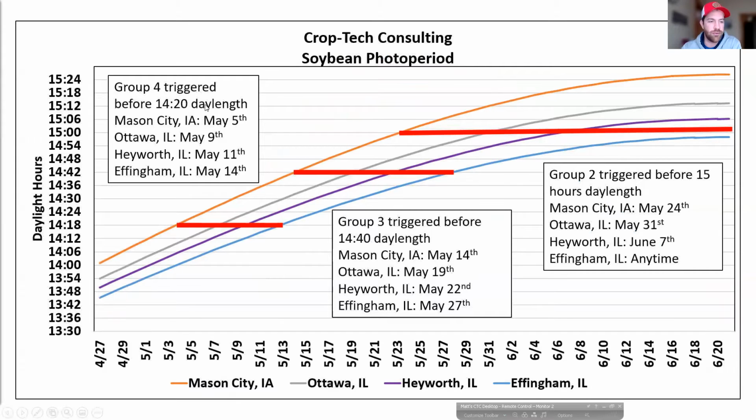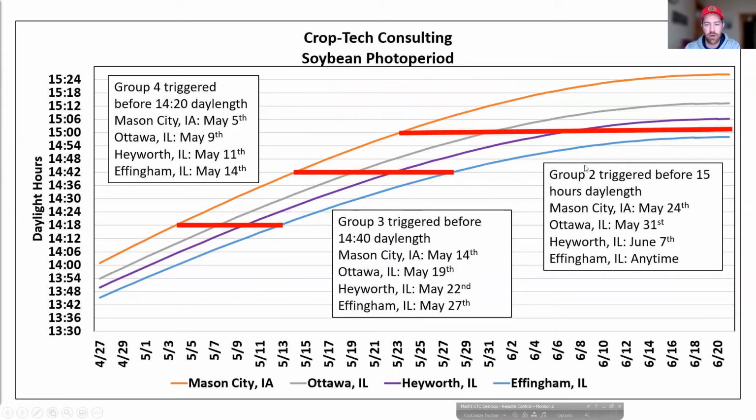So we look at a group 4 that would be triggered by 14 hours and 20 minutes of day length. At Mason City, Iowa, that would occur on May 5th, at Ottawa, Illinois on May 9th, Hayworth, Illinois on May 11th, and Effingham on May 14th. If we look at a group 3, that's going to take 20 minutes more day length. So it'll be later in the year: May 14th, May 19th, May 22nd, and May 27th for Effingham.